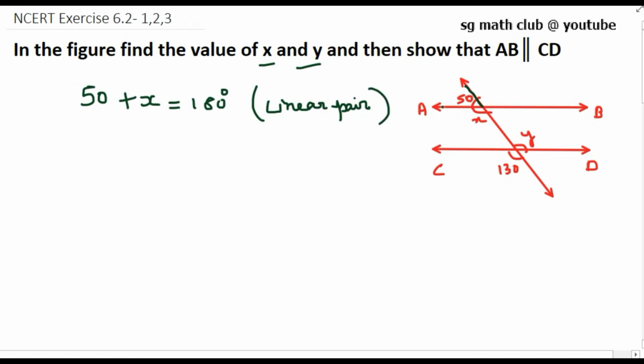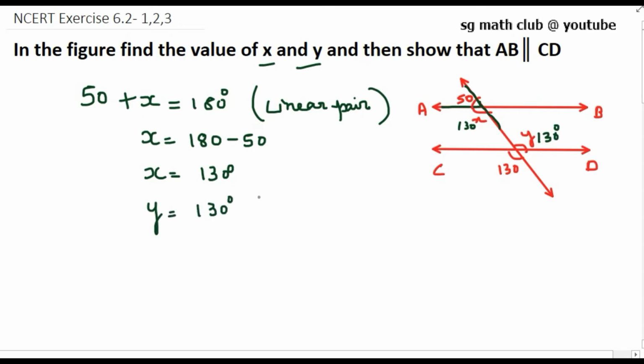You can say that the ray is standing on the straight line. So 50 plus x equal to 180. x is equal to 180 minus 50. So x is equal to 130 degree. Again, if x is 130 degree, I can write y also as 130 degree, because x and y are alternate interior angles which are formed by the transversal line. So y is also 130 degree because x and y are alternate angles.